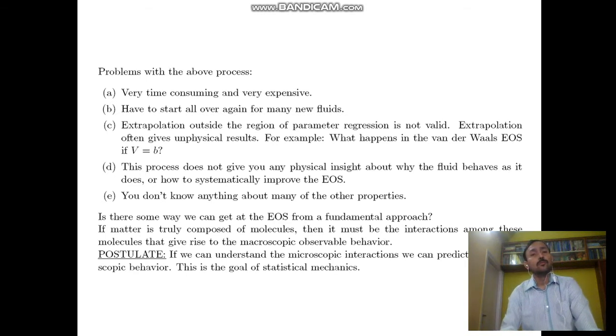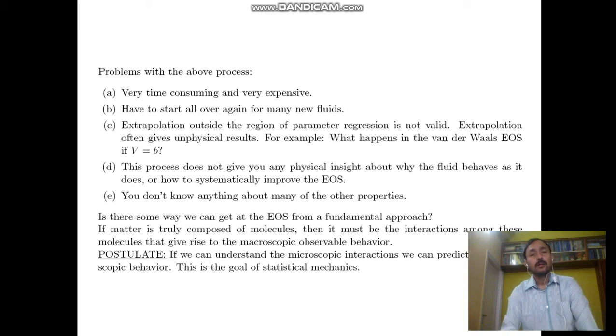Problems with the above process. Number one, very time consuming and very expensive. Number two, have to start all over again for many new fluids. Number three, extrapolation outside the region of parameter regression is not valid. Extrapolation often gives unphysical results. For example, what happens in the Van der Waals EOS if V is equal to B?